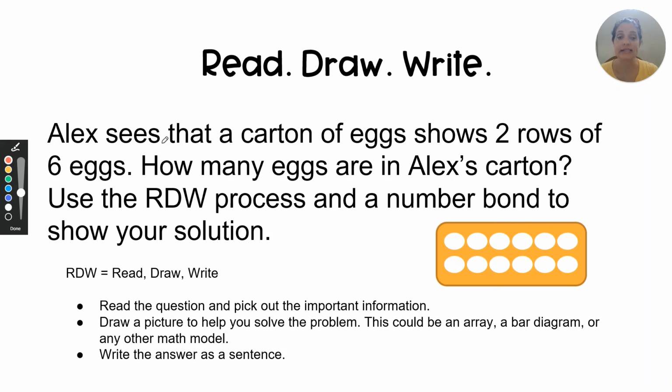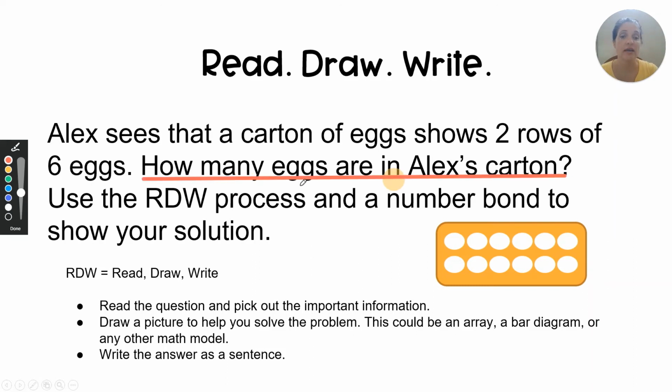Alex sees that a carton of eggs shows 2 rows of 6 eggs. I want to remember, 2 rows of... How many eggs are in Alex's carton? So that's the question I need to answer. How many eggs are in Alex's carton?